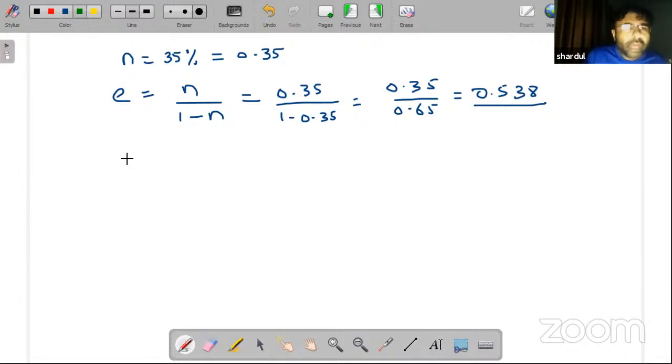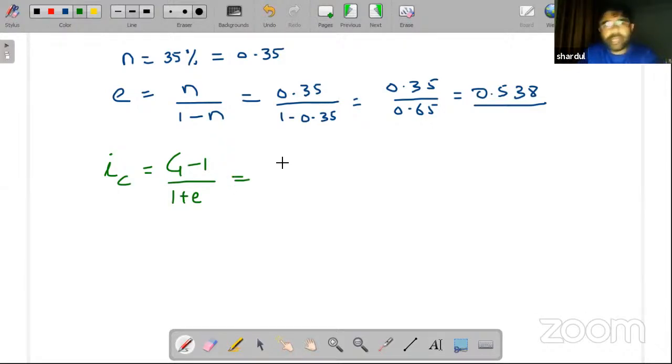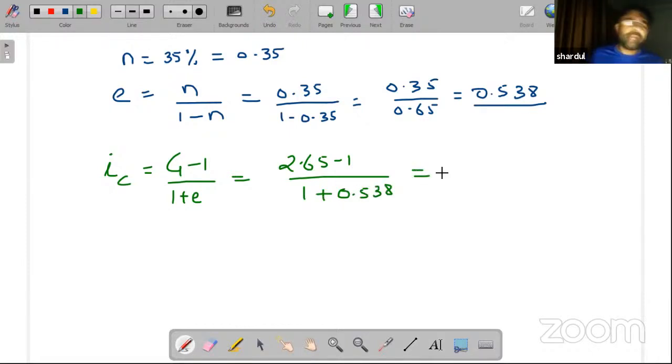So now I can calculate the value of the critical hydraulic gradient. That will be G minus 1 upon 1 plus e, and the value of G was given as 2.65. So 2.65 minus 1 upon 1 plus 0.538, that is 1.65 divided by 1.538. The answer is 1.072. This is your critical hydraulic gradient.